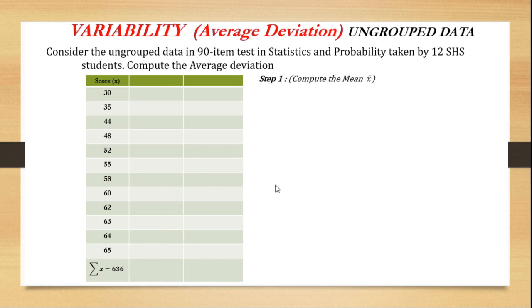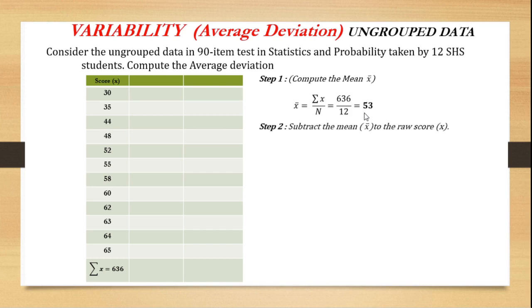The first step that we need to do is to compute the mean. And we all know from the previous lesson that the formula for finding the mean of ungrouped data is the summation of x divided by n, where n is the total number of cases and the summation of x is the total of the scores. So our summation of x is 636 and our total number of cases is 12. Then our mean is equal to 53.